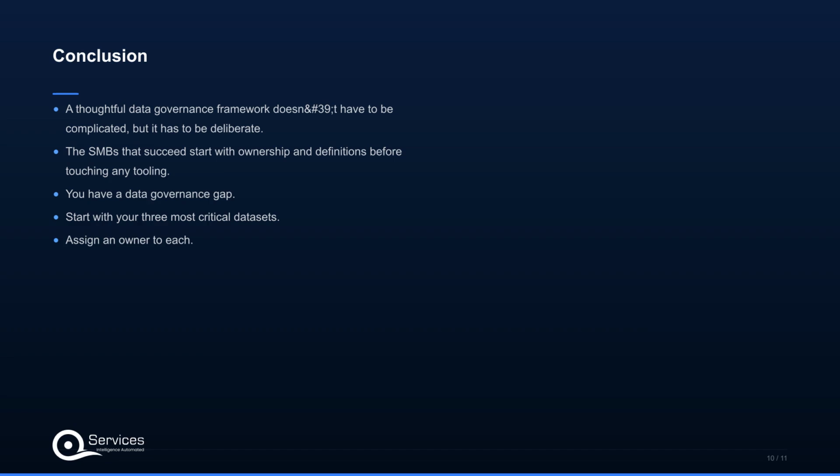Start with your 3 most critical datasets. Assign an owner to each. Define what valid means for each one. Document it. That's a data governance framework in its simplest form, and everything after is refinement.